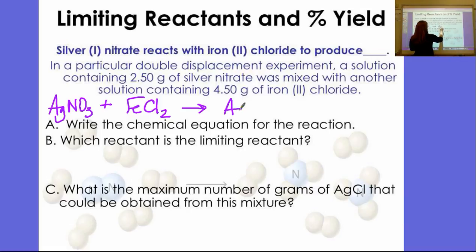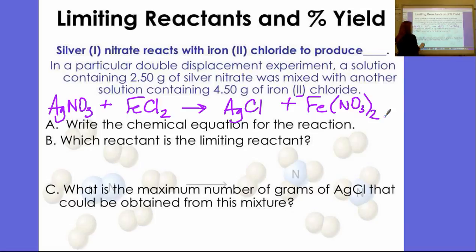So I'm going to get Ag, which is a +1, Cl, and iron, Fe. Fe was a 2 plus, NO3. Balancing that, I need a 2 over here for the nitrates. That gives me 2 silvers. 2 here gives me chlorine. My ratio is 2 to 1 to 2 to 1. It's my balanced chemical equation. Now, which reactant is the limiting reactant?